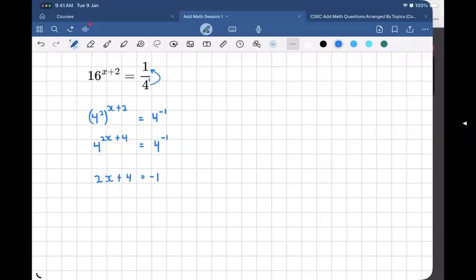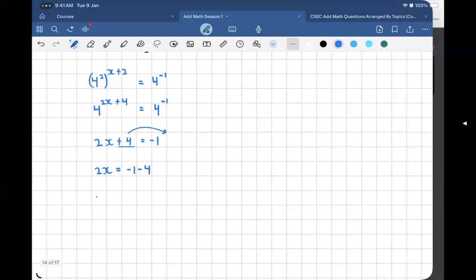So we can move across the plus 4, and the sign changes to the opposite operation, so it becomes negative 4. We end up with 2x is equal to negative 1, negative 4. What's negative 1, negative 4? Negative 5. Then we divide both sides by 2. So the answer is minus 5 over 2.